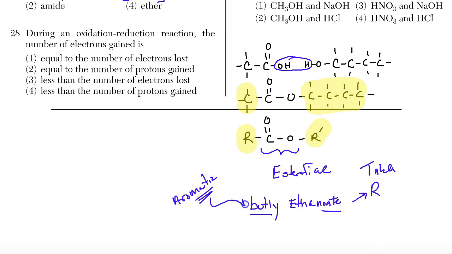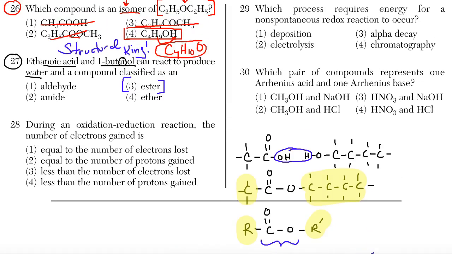These are the sweet smells of nature. The smells of flowers are esters. Okay, and that's really all you've got to know there. Okay, so number 27 is 3.